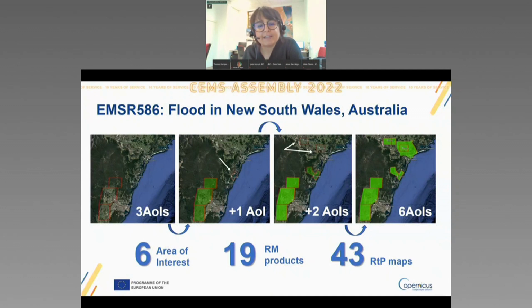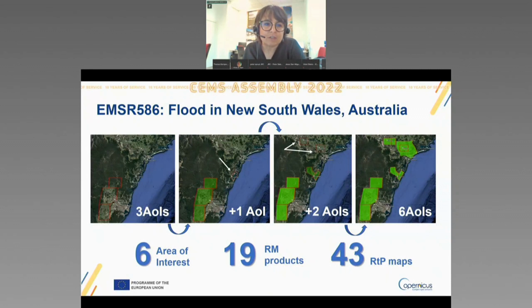In this specific case, the user, after triggering the service at the beginning over only 3 areas of interest, due to the evolution and the very huge impact over other areas, decided to add 1 additional area after a few days, and then 2 additional areas of interest. And in this picture at the end, there is a view that is reported in general in the activation extent map of the area covered by the rapid mapping analysis.